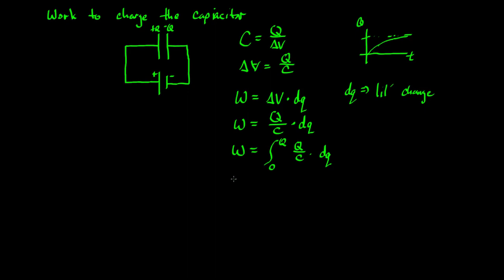The C is a constant, so we get 1 over C, and we can pull that out. Then we integrate q dq from 0 to Q. Those of you in calculus know that when we take the integral, we do the inverse power rule, so we knock the power up one. That would be Q squared, and it'd be 1/2 of that. Then I can simplify this. So the work done to charge this thing is going to be Q squared over 2C.